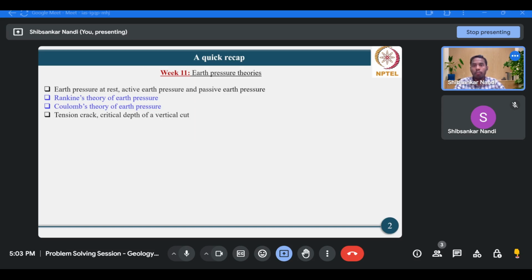At the same time, while we were determining the earth pressure in cohesive frictional backfill or in purely cohesive backfill, we have seen that there is a chance of generation of tension crack at the top surface of the backfill. And from that concept, we have derived the critical depth of a vertical cut, which is composed of purely cohesive soil or maybe cohesive frictional soil.